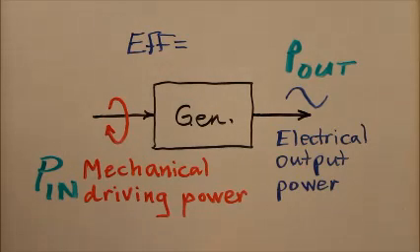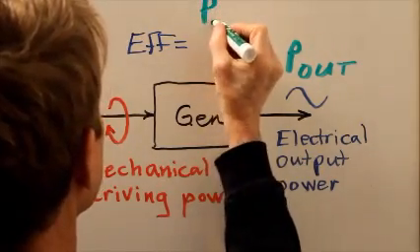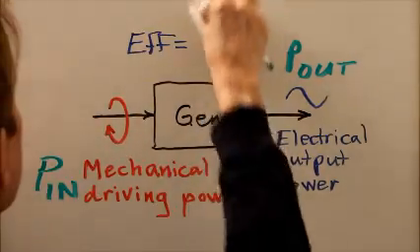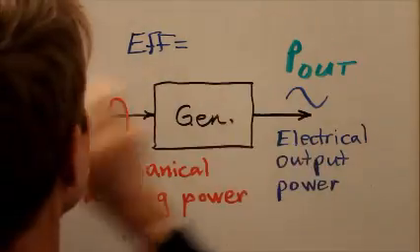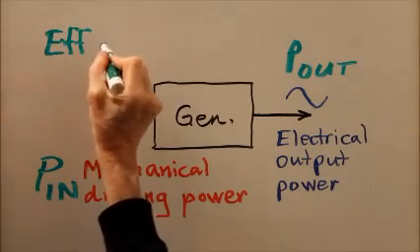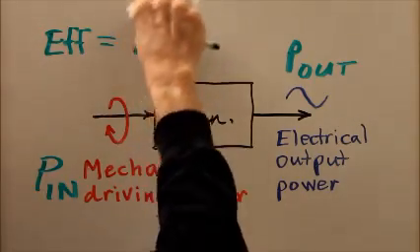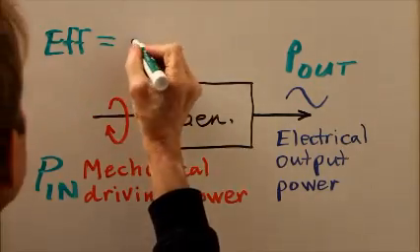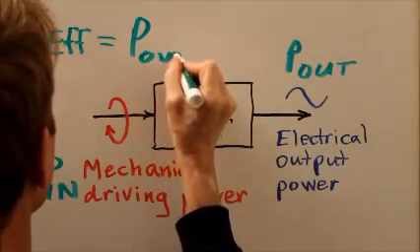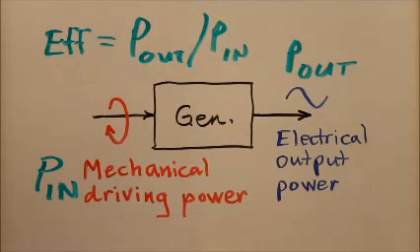Then the efficiency of this generator, as a ratio, is going to equal P sub out divided by P sub in. P sub in is always greater than P sub out. You always have to put a little bit more into the generator than you're going to get out.